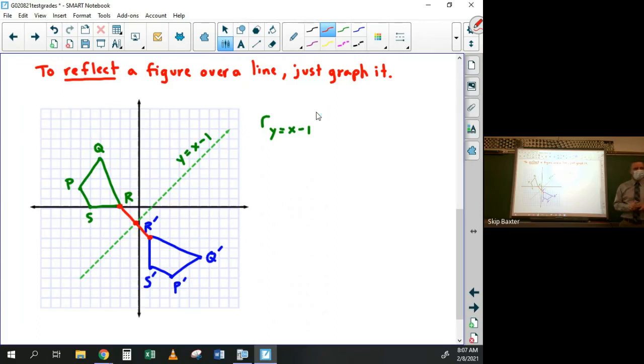Any questions on that? Okay. So the homework, it's on Delta Math, and it's just called Translations and Reflections of a Figure.